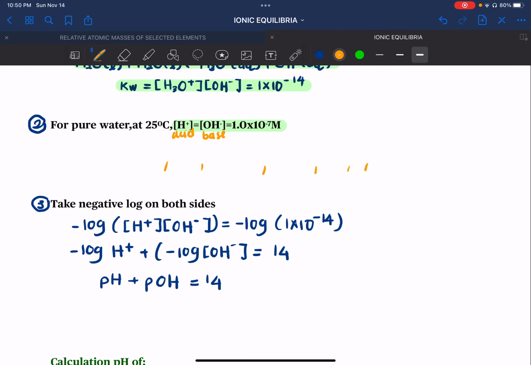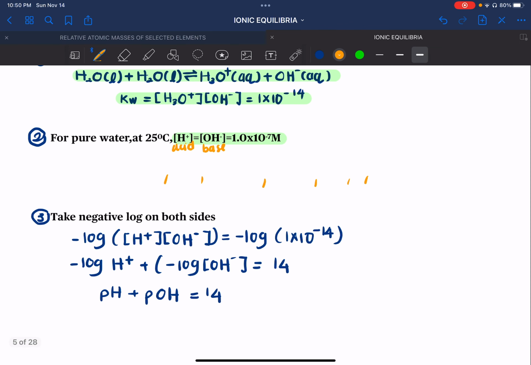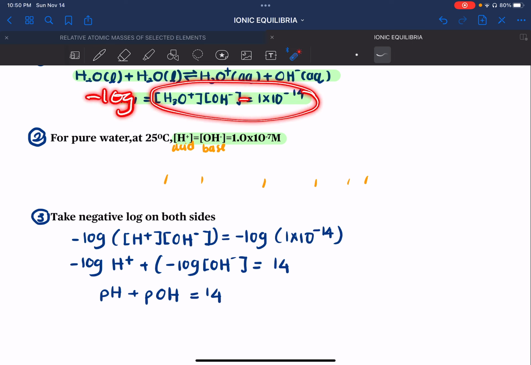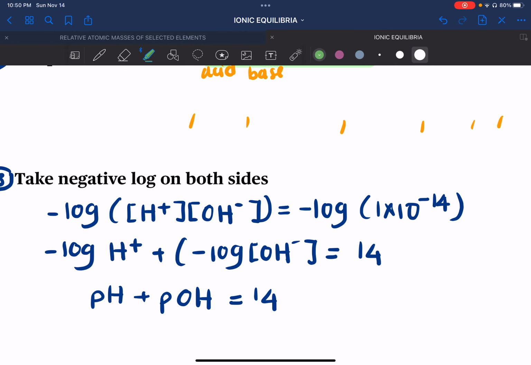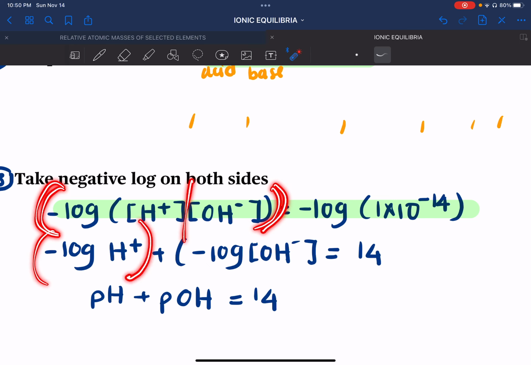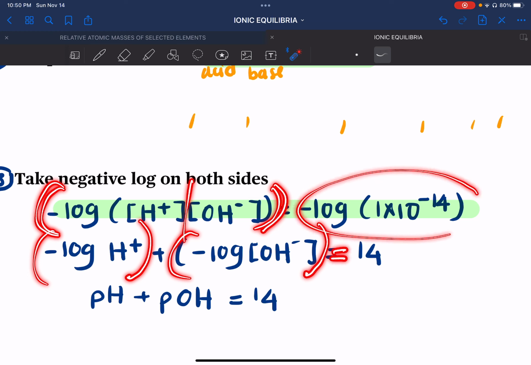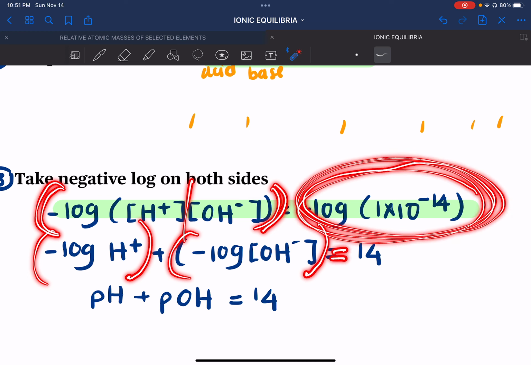Step yang ketiga, kita bawa equation ini tadi, kita letak negative log on both side. Okay, cuba tengok negative log on both side. Okay, yang ni pula, madam kembangkan dia. Okay, jadi negative log H plus dengan negative log OH minus equals to this one. When you calculate, you akan dapat 14.